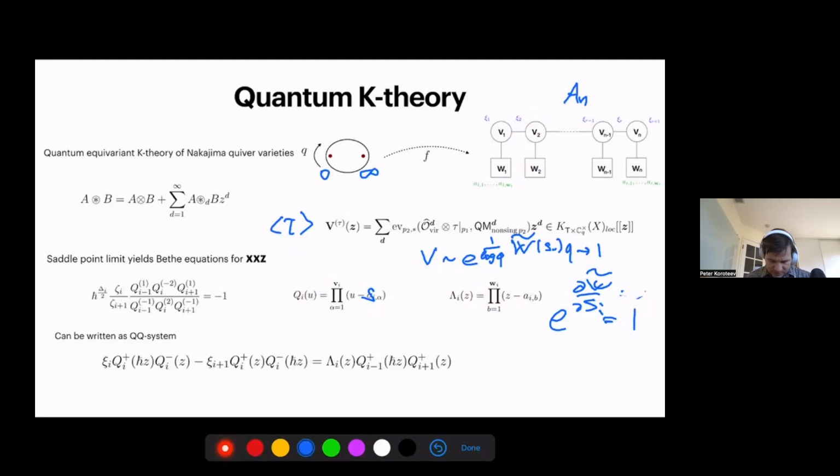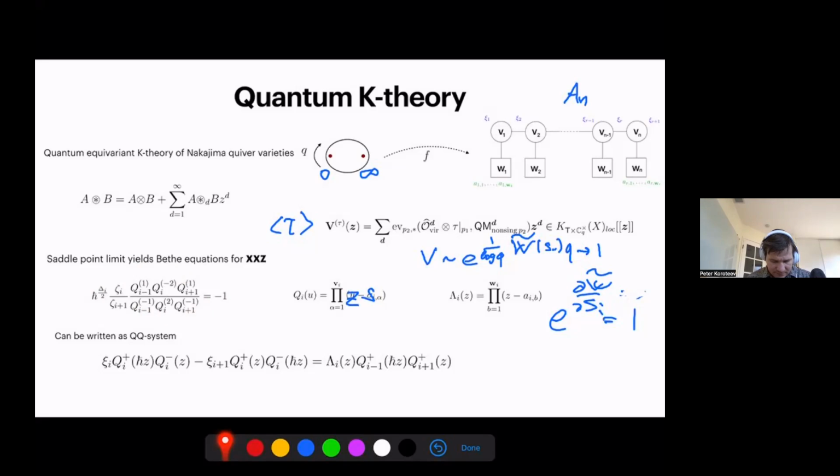I think it should be u here, right? And z is an auxiliary variable. Then the saddle point equations will look like this. They are the Bethe Ansatz equations for the XXX spin chain written in this QQ form, right?